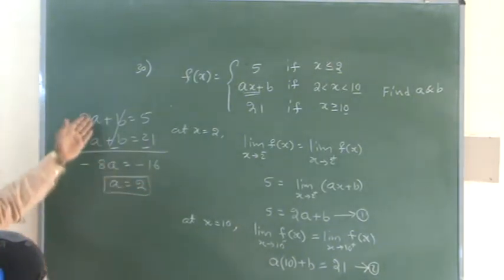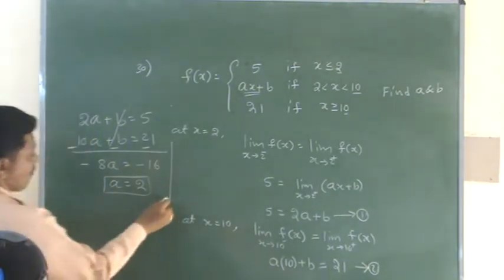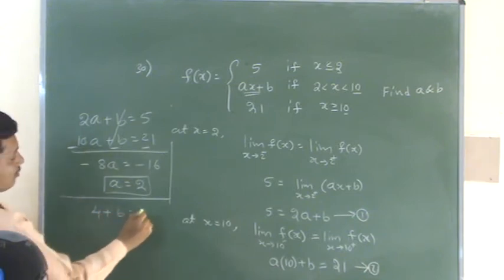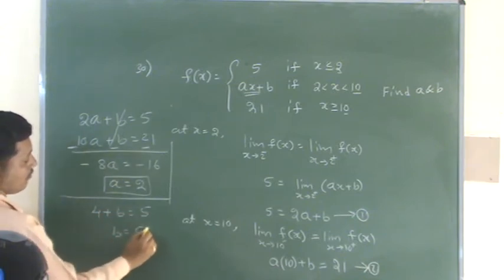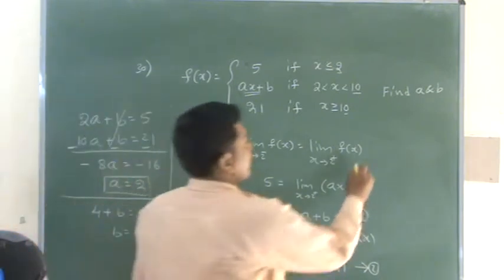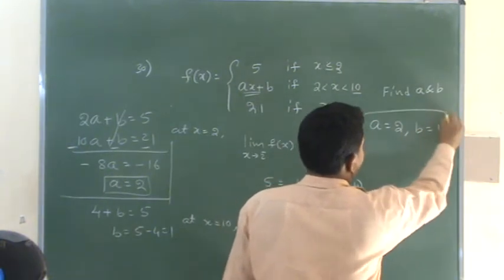Substitute the a value in the first equation. So you are substituting a value 2 into 2, 4 plus b is equal to 5. B is equal to 5 minus 4, that will be 1. So your answer is a is equal to 2 and b is equal to 1.